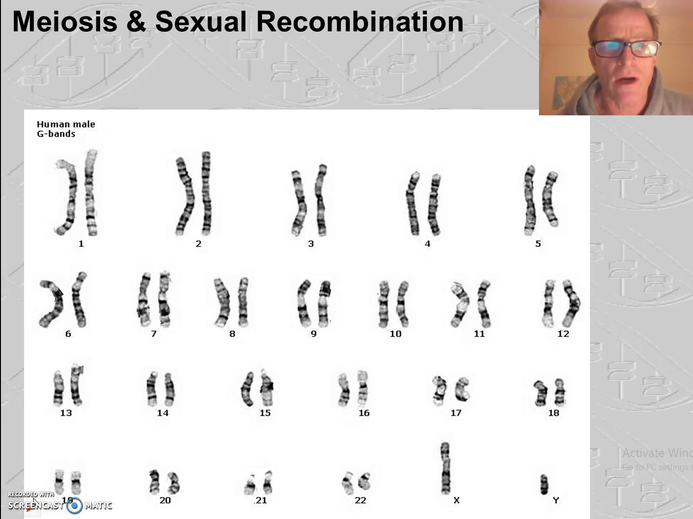Hello, in this video I'm going to talk about meiosis. Meiosis is like mitosis, but mitosis occurs in your toes. It's where all your body cells just divide and produce identical body cells. Meiosis occurs in your ovaries or your testicles to produce sperm and egg.